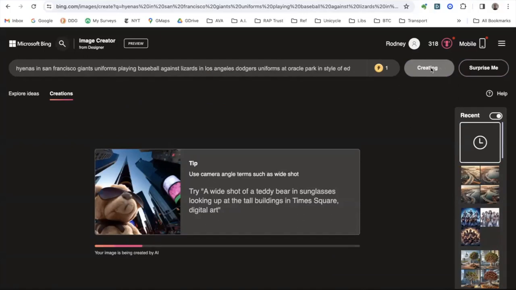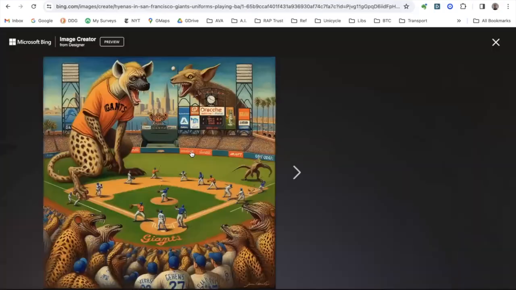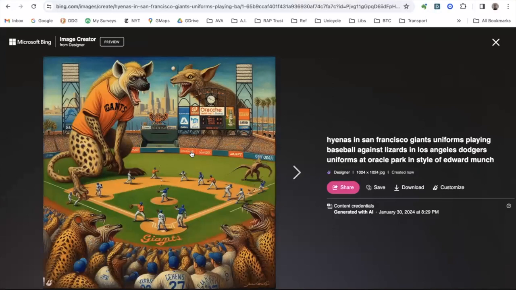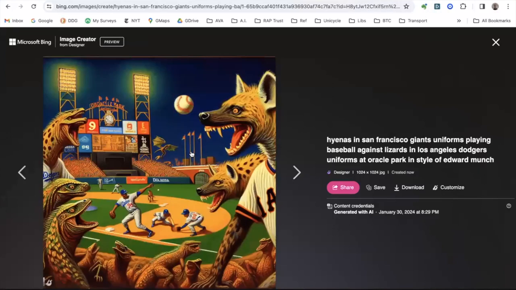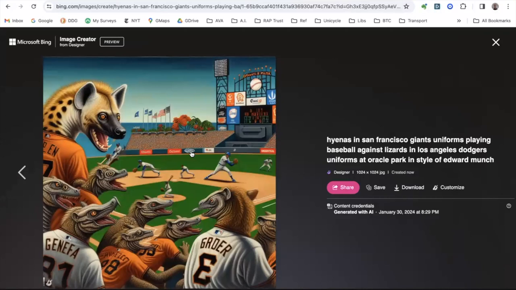You can also do that with writers too. We can go back to ChatGPT and you can have it write a story. Oh, look at that. This is kind of Munch, huh? What was the prompt for this one? Hyenas in San Francisco Giants uniforms playing baseball against lizards in Los Angeles Dodgers uniforms at Oracle Park in the style of Edward Munch. Wow, that's great, not that different from what actually happens when those two teams play. Pretty chaotic. Look at how the scale of the players is really off.